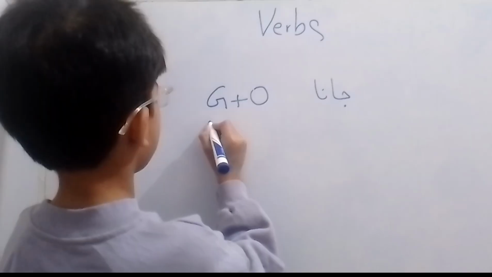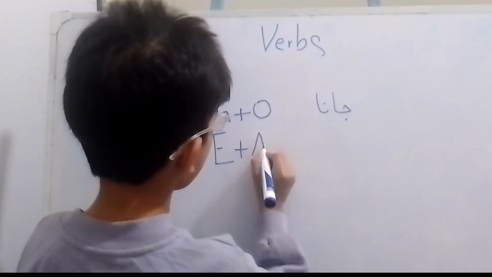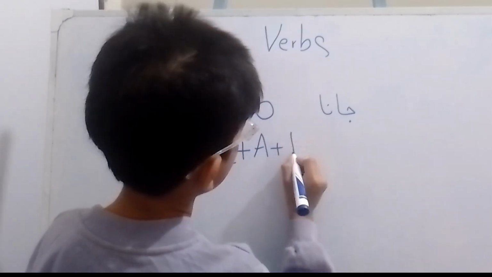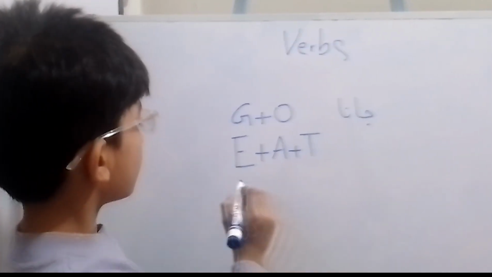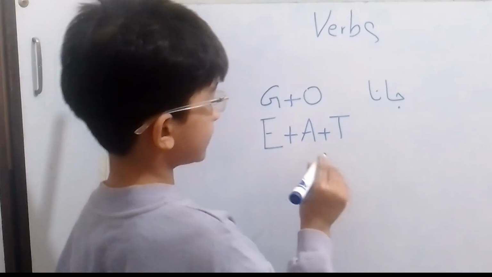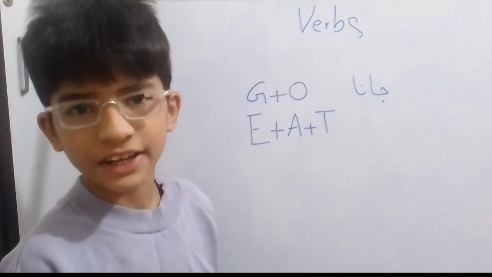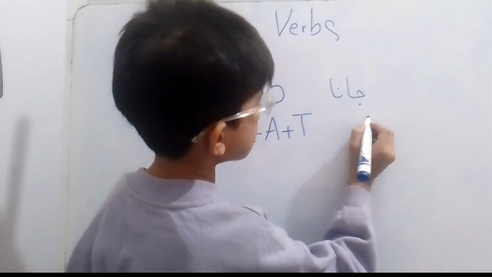Eat. E plus A plus T. E plus A sounds E and T sounds T. Eat. Eat means khana.